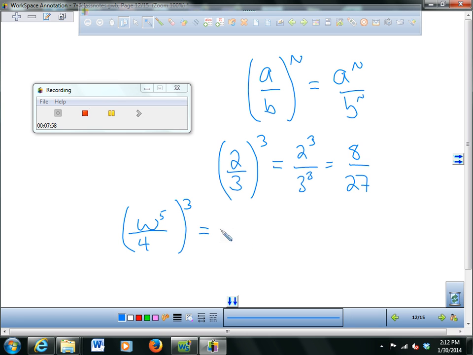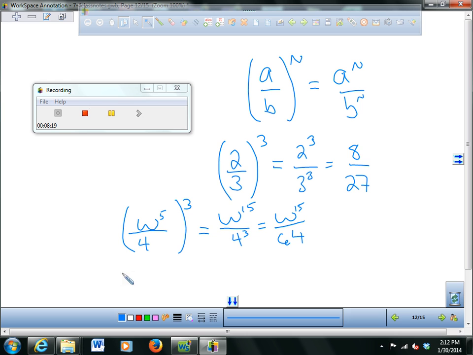What would I do with these exponents? Multiply, so that's w to the 15th over 4 to the 3, which isn't too bad, it's 64.